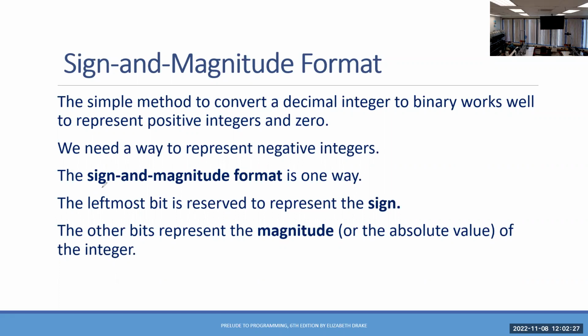So how does it work? If you work with the sign and magnitude format here, the leftmost bit is reserved for the sign. So if the leftmost bit is 0, it is positive, and if the leftmost bit is 1, it is negative. That's all there is to the sign bit. And every other bit, they call it the magnitude. That means you can think of it as the absolute value.